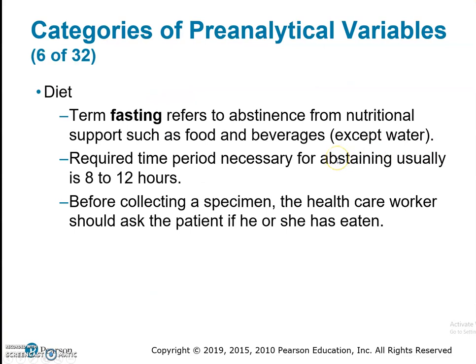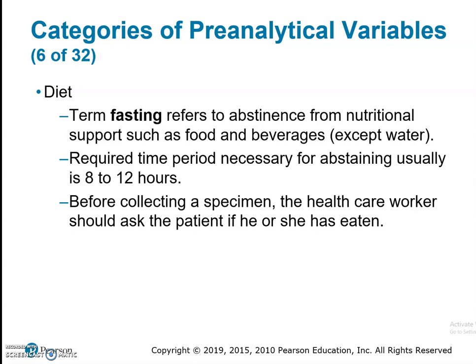Sorry about that. The diet: the term fasting refers to abstinence from nutritional support such as food and beverages, except water. The required time period necessary for abstaining is usually 8 to 12 hours. They recommend that fasting beyond 12 hours can lead to erroneous results, since normal laboratory results on a fasting level is 8 to 12.